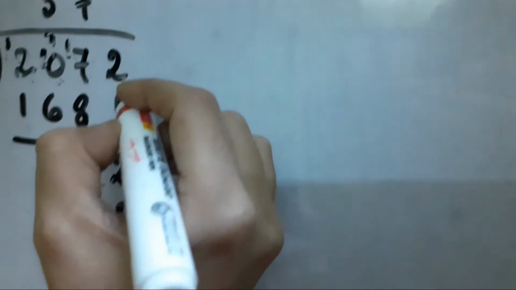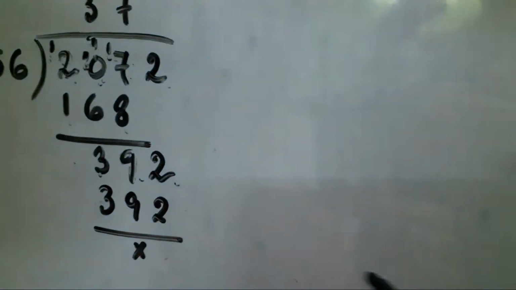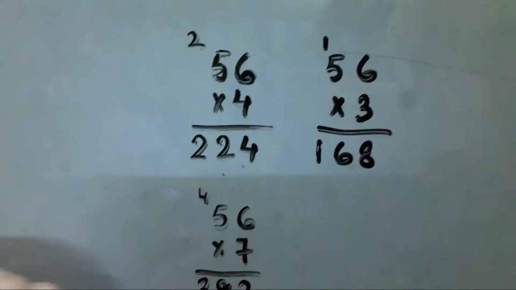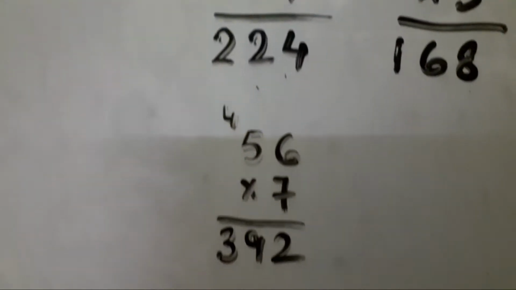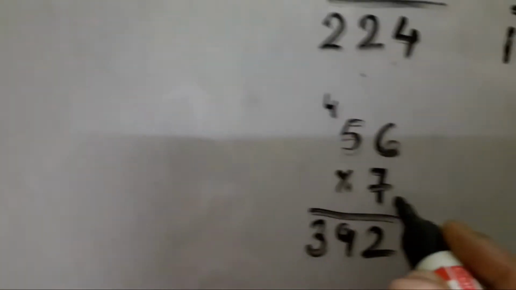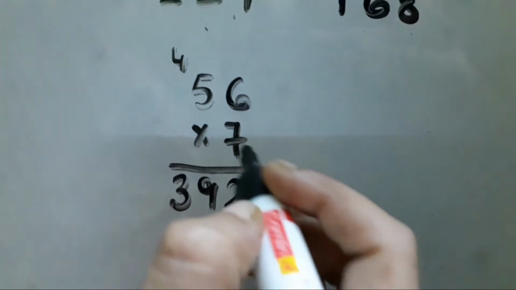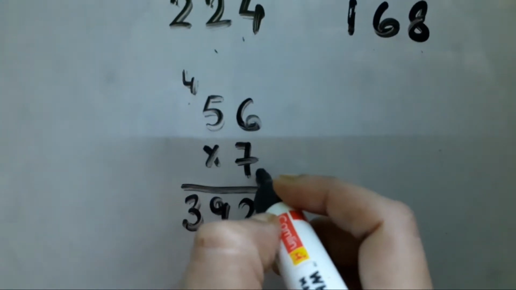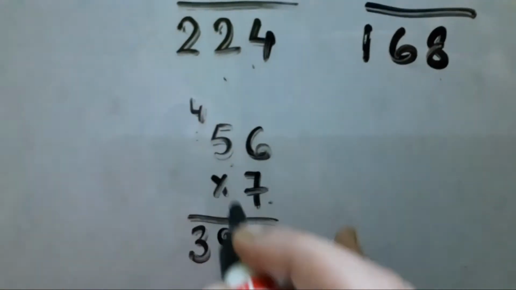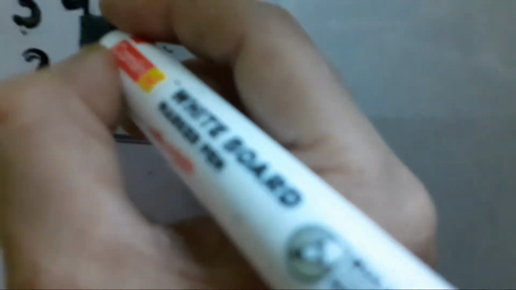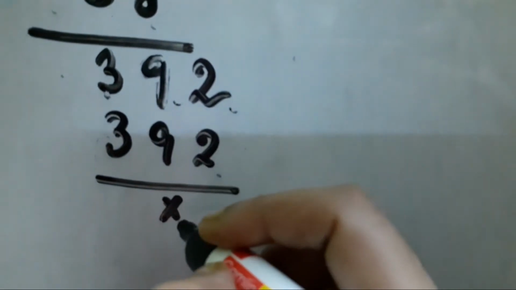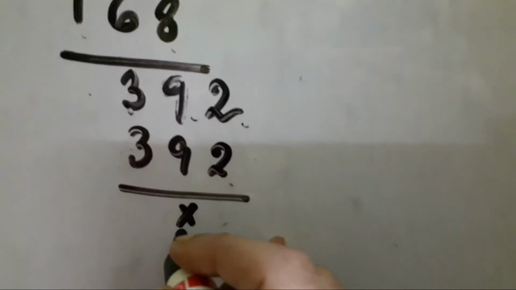Now we will bring down these two. Then we will multiply 56 by 7. 5 7s are 35. So 7 6s are 42. 2, 4 you carry. 7 5s are 35 plus 4, 39. 392. So 392 subtracted from 392, we get 0. So we will write cross here.